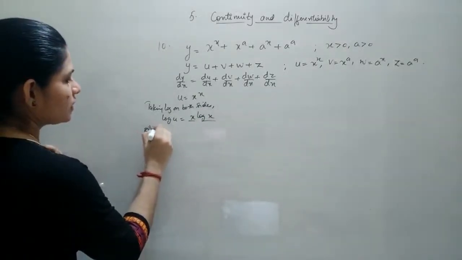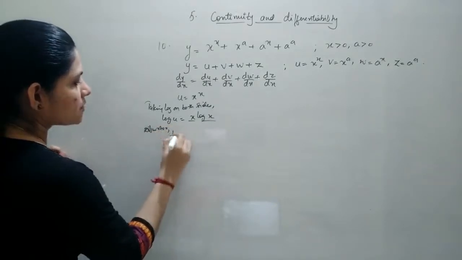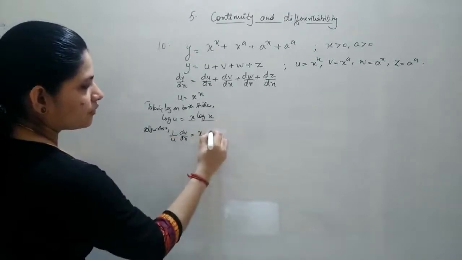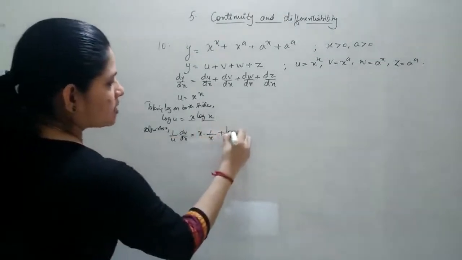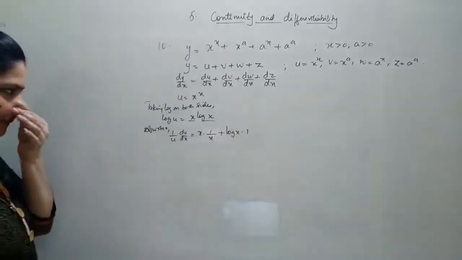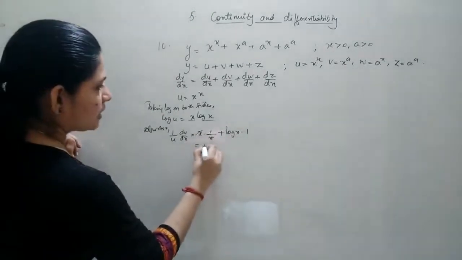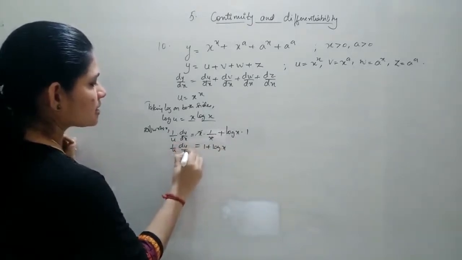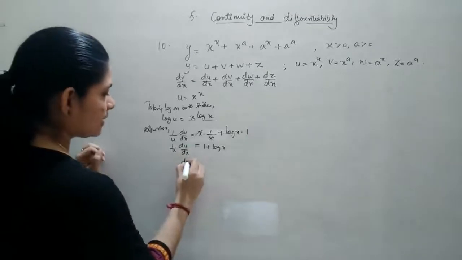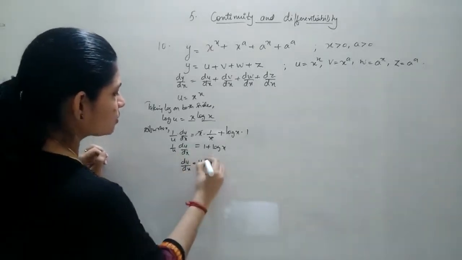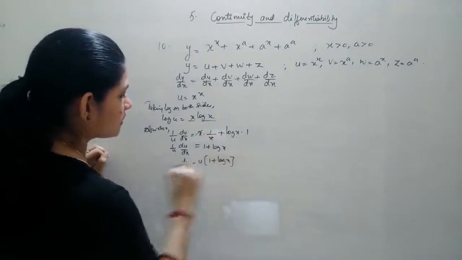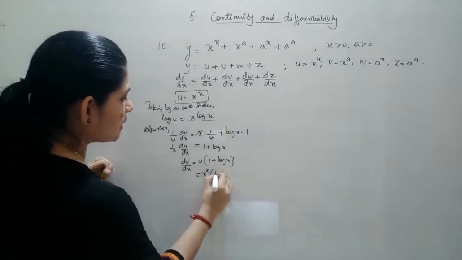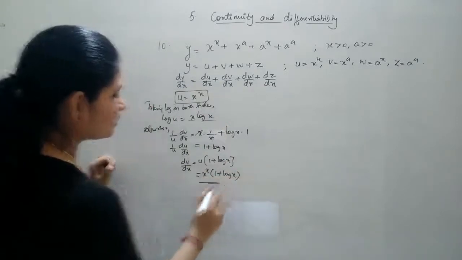Differentiating with respect to x will give you 1 by u into du by dx is equal to x into the derivative of log x, 1 by x, plus log x into the derivative of x, 1. So this will get cancelled. You are getting 1 plus log x as the right hand side. So 1 by u du by dx is this one. What is du by dx? u into 1 plus log x. Replace the value of u, which is x raised to x, into 1 plus log x. So let it be here.